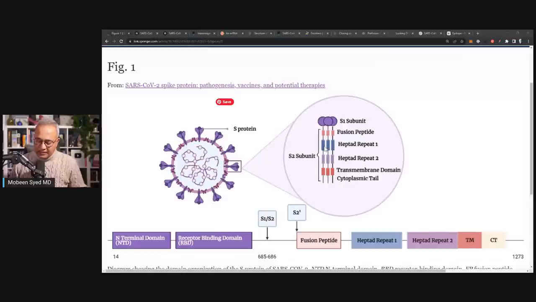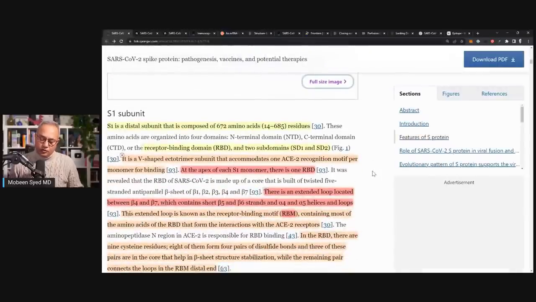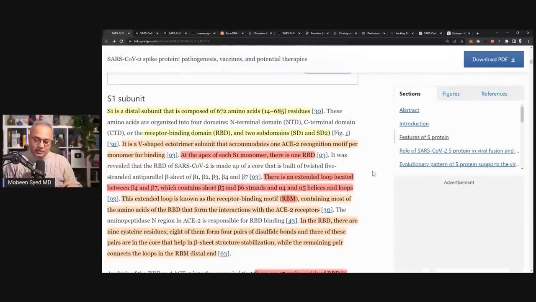So now keeping this in mind, that we have an S1 subunit and an S2 subunit, if you read a little more here, this is also an important concept. That is the receptor binding domain, which is the part in every one of the three pieces in S1, called trimers. Trimer simply means three. Every piece has a receptor binding domain, and inside each receptor binding domain is a receptor binding motif. So if you see here, the size of the S1 subunit is 672 amino acids, or 14 to 685 residues.